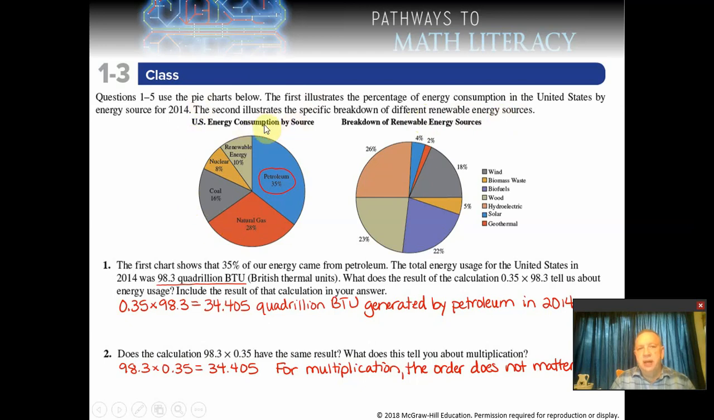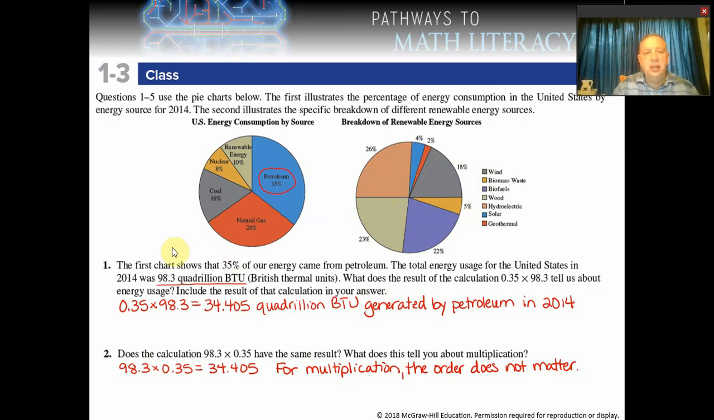So here's the consumption by source. Petroleum would be 35%, natural gas 28%, coal 16%. And this is our breakdown of renewable energy sources. Here we're going to have to go to the colors for our wind. That looks like 18%. Our biomass waste, 5%. Our biofuels, our wood, our hydroelectric, our solar, and then our geothermal. So if we have these percentages, then we can calculate, if we're given the whole number, what the proportion would be.